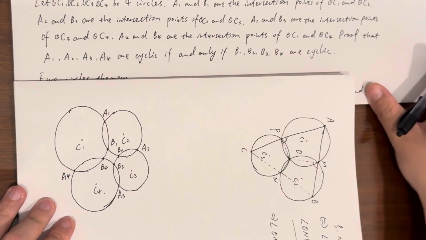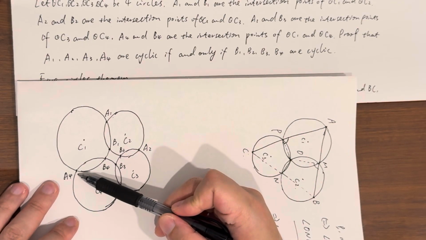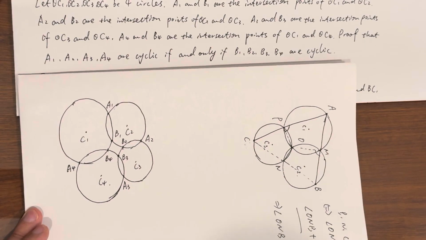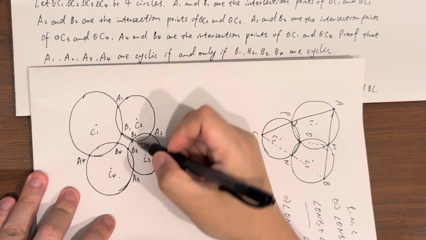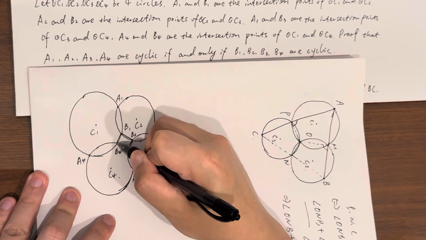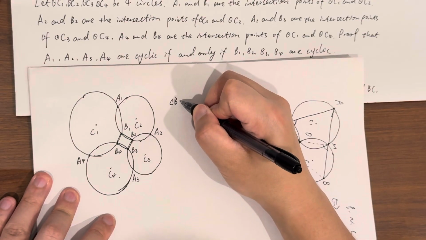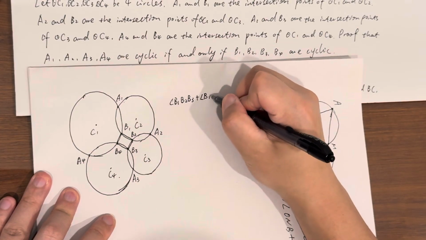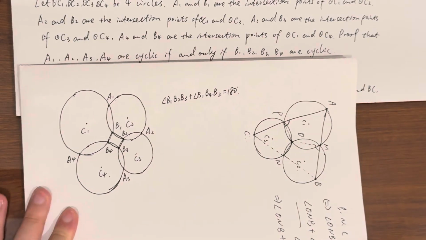Now we want to prove that A1, A2, A3, A4 are cyclic if and only if B1, B2, B3, B4 are cyclic, right? So let's assume that B1, B2, B3, B4 are cyclic. So we connect them together. Then we know that angle B1B2B3 plus angle B1B4B3 equals 180 degrees, right?